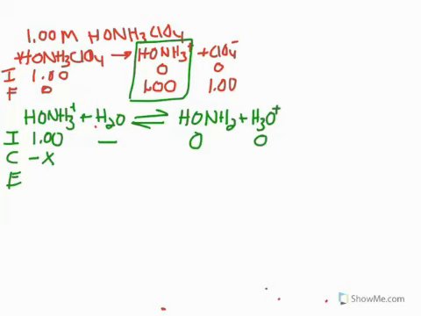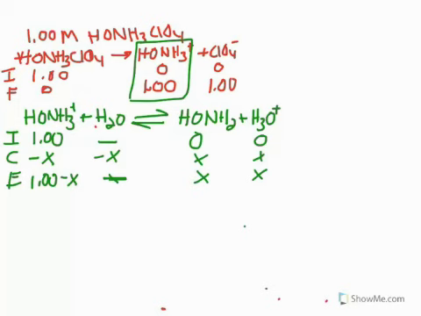Minus x because we don't know how far this goes, minus x for the water, plus x and plus x, and 1.00 minus x. We don't care about the water, there's a ton of it. And x and x. So this is an acid.